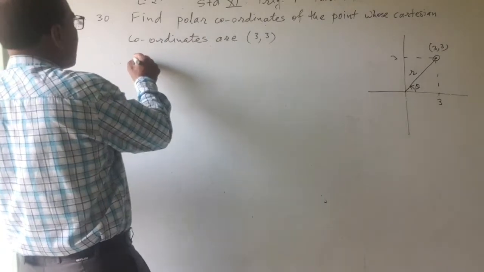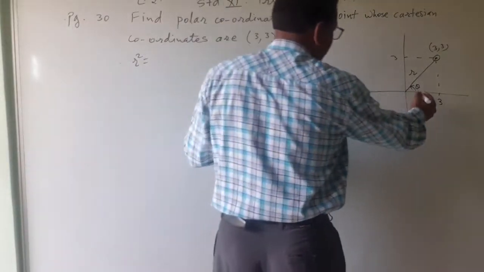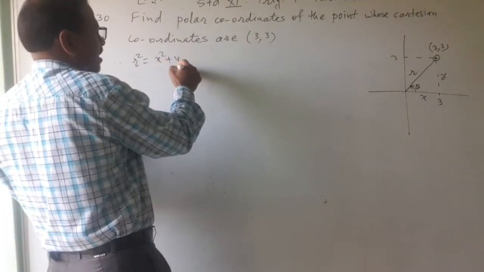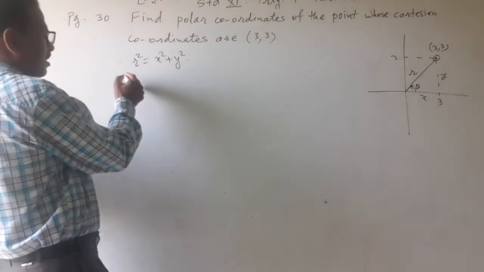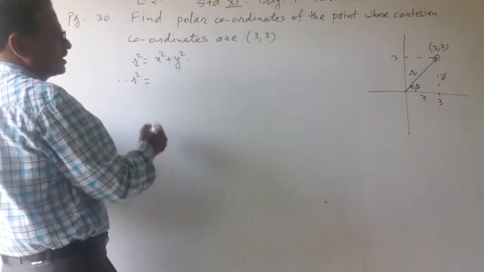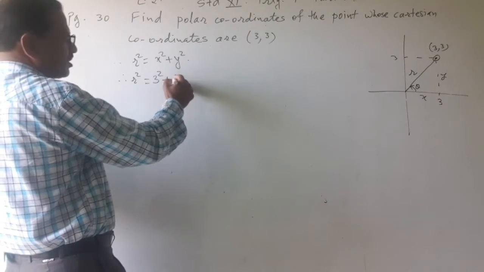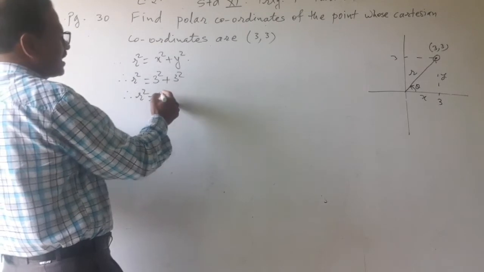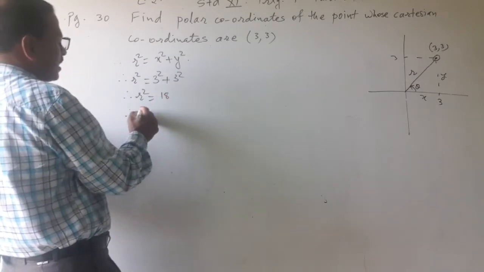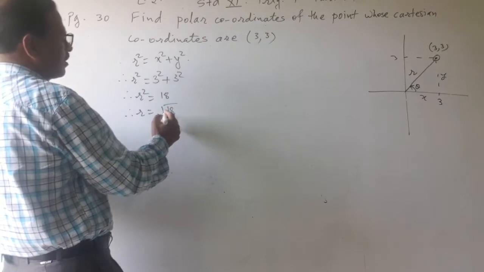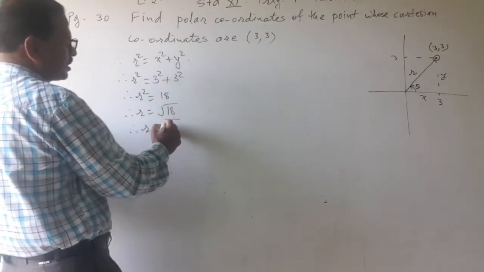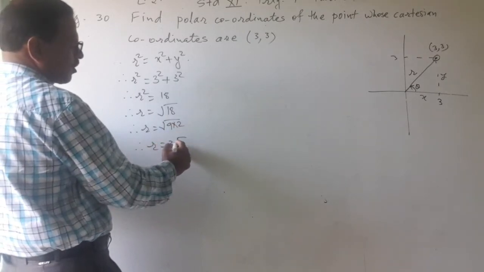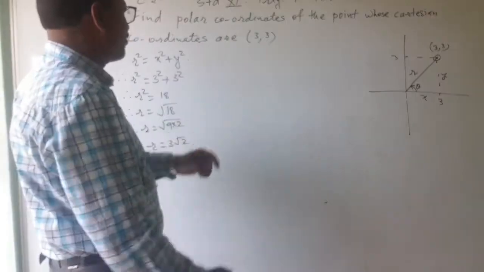So we will write r square is equal to x square plus y square by Pythagoras theorem. So r square is equal to x is 3 square plus y is also 3 square. Therefore r square is equal to 9 plus 9, 18. Therefore r is equal to under root 18, which is 9 into 2. Therefore r is equal to 3 root 2. Now I want the angle.